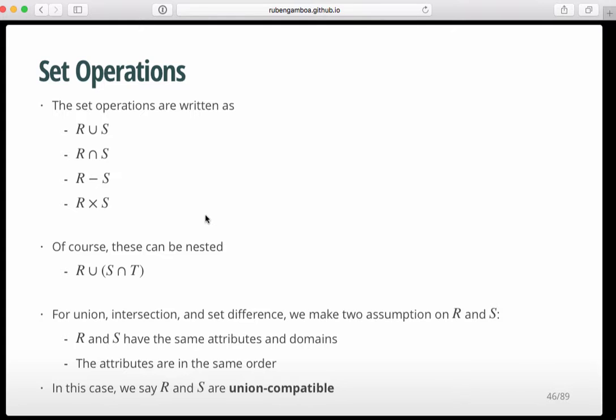Of course, just as in discrete math, you can nest these operations, so I can have the union of R and the intersection of S and T. Okay, so we can do that, and you can imagine that you can nest this as deeply as your heart desires.